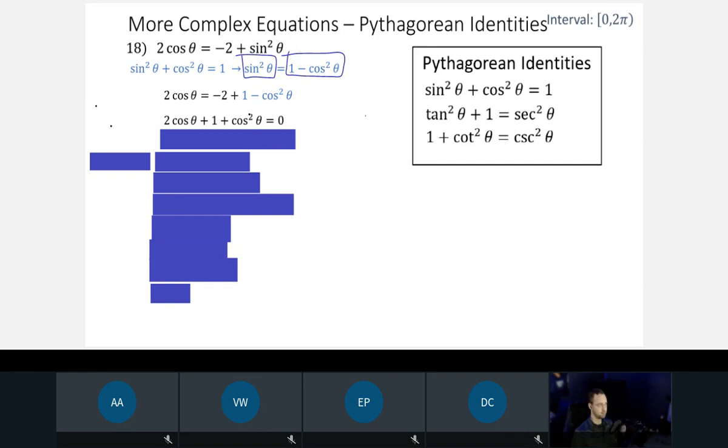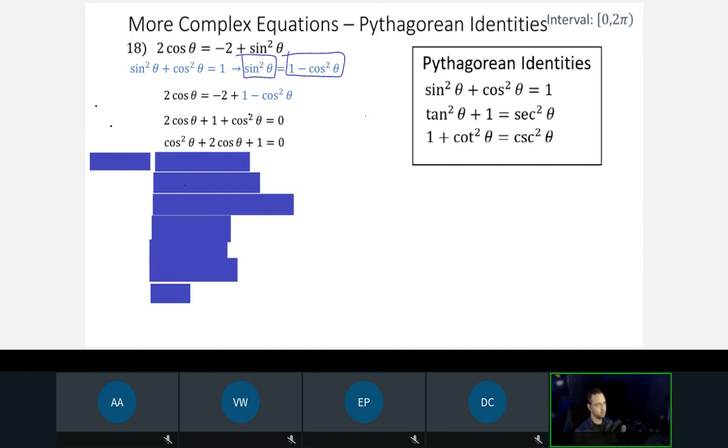Okay. So I did two things. I combined the integers together, and then I also moved them to the left-hand side. I also added cosine squared theta to the left side as well. Now I want to reorder to have my cosine squared first, and then my cosine, and then my integer. All right, so now it's in this form.